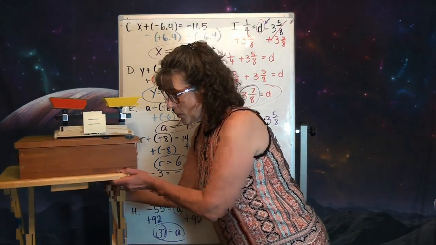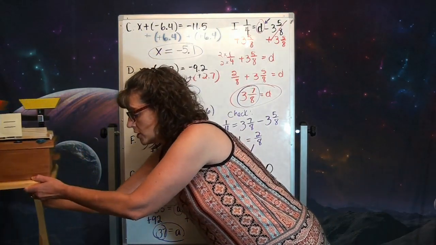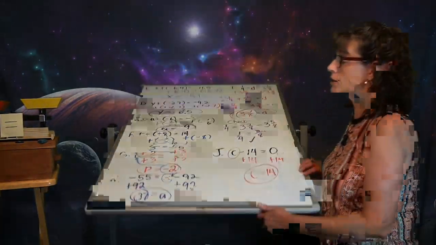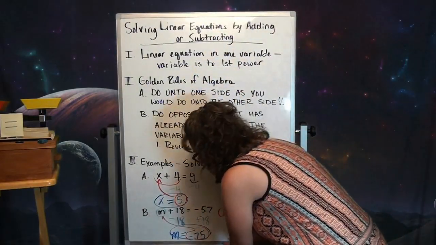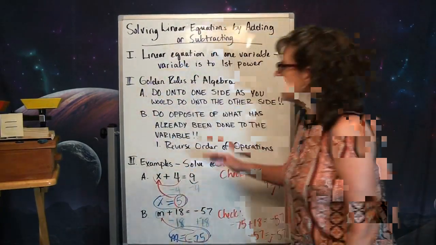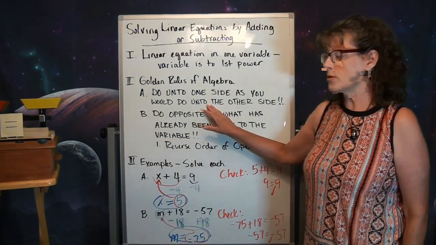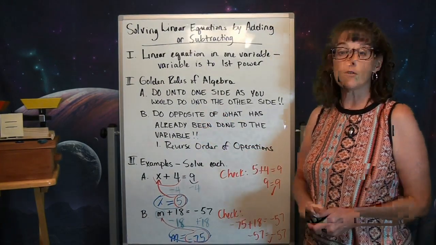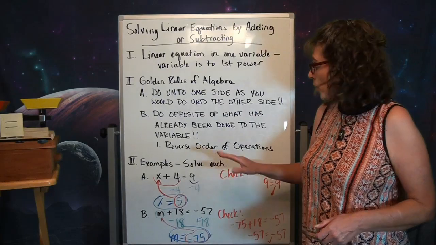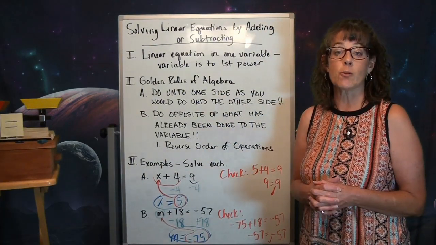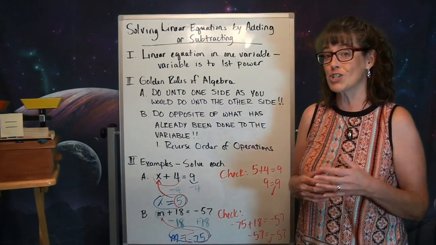So like we said before, in order to solve your linear equations in one variable, all you have to do, well, actually in any case, is your two golden rules. Keep that pan balance in mind and do unto one side as you would do unto the other side, and then do the opposite of what has already been done to that variable. You're going to reverse those order of operations, which will come into play later when we solve equations doing more than just one step.